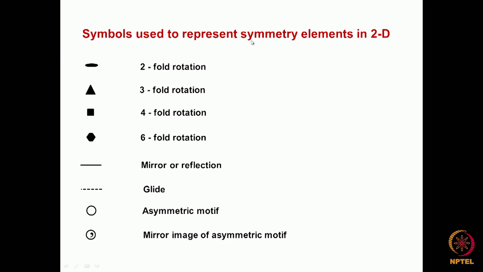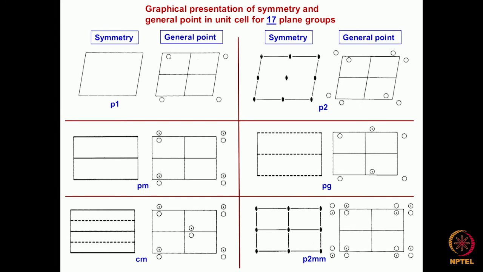What are the symbols which are used to represent symmetry elements in 2D lattices? Two-fold rotation, three-fold, four-fold, mirror with a line, glide with a dashed line. An asymmetric motif is represented with an open circle, and the mirror image of an asymmetric motif is represented with a circle with a comma inside. Now, what I have shown is all the 17 plane groups in 2 dimensions. How are they represented? You show the unit cell, and then if we take a motif and put it at a general point, how the motifs are generated. That is the only structure which is being shown.